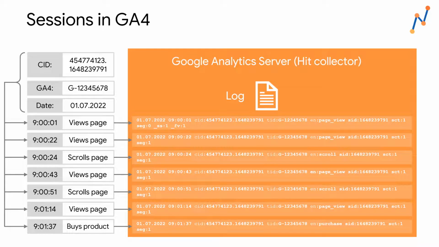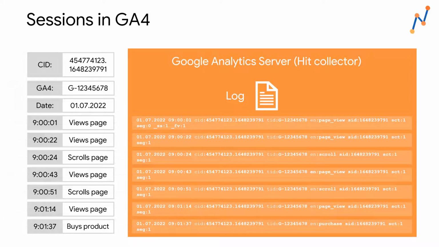Please keep in mind that the parameters displayed here are only a subset of the data being sent to GA4. If you want to know more about event hits and their payload, I encourage you to watch part 7 of this video series. So what you now know is that since the parameter _FV is set to 1, this is also the first time the user visits the website. In addition, the parameter _SS is set to 1, which marks this line to be the start of the session.